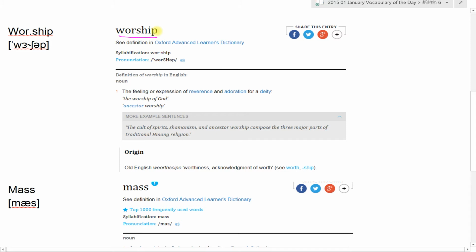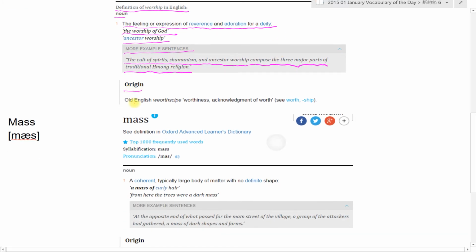spelling bee technique for the first vocabulary word, worship. Follow me this time. Worship. Definition of worship in English. Noun. The feeling or expression of reverence and adoration for deity. The worship of God. Ancestor worship. More example sentences. The cult of spirits, shamanism, and ancestor worship compose the three major parts of traditional Hmong religion. Origin, Old English, worship, worthiness, acknowledgement of worth, see worth, ship.